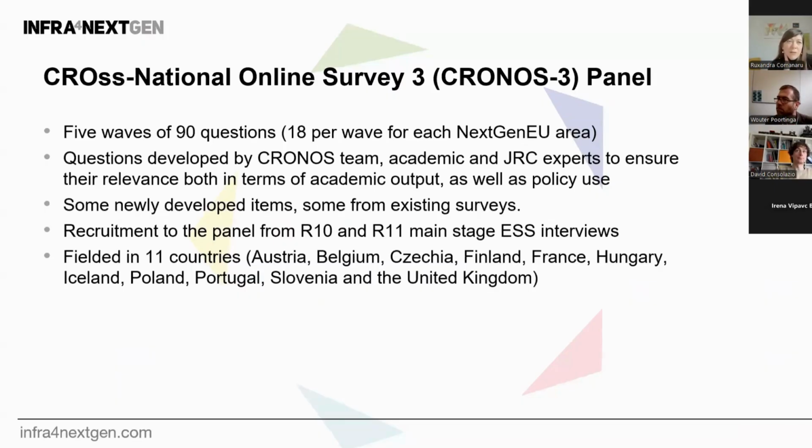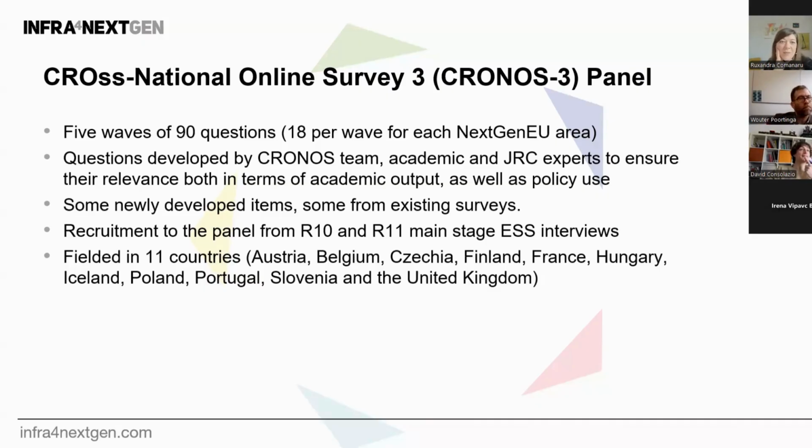So a bit more about the Chronos panel. There are 5 waves in Infra4NextGen, and each wave has 90 questions. They are split between the 5 different pillars. So for example, for the green pillar, we have 18 items, 18 questions per wave. And in total, there are 90 questions.